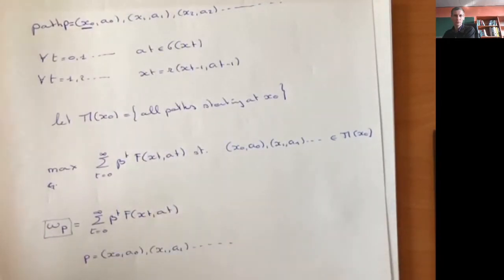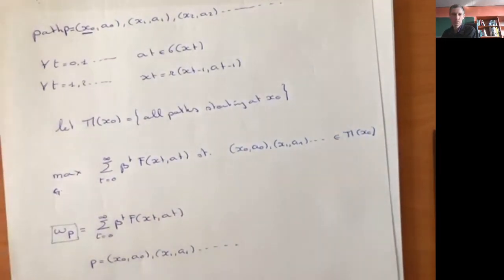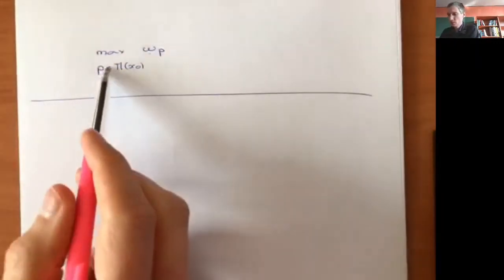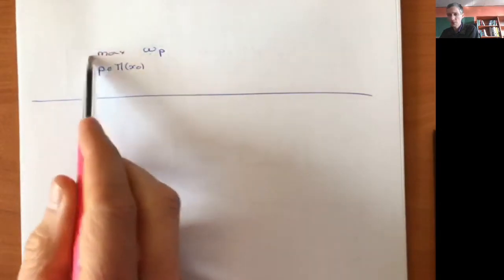It might be that this is infinite or minus infinite, or even neither of both, right? This sum does not need to converge, right? So the first thing that we need to show is that this number exists. Then the second thing that we need to show is that this maximum is well defined, right?